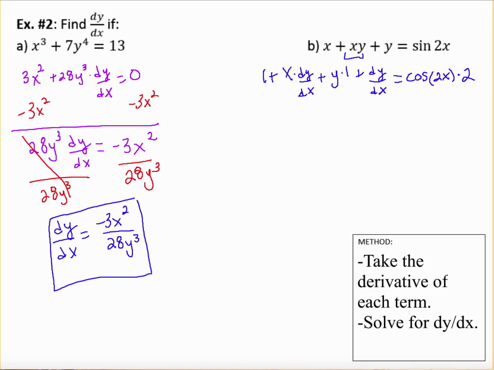All right, so the directions are the same though. We're still going to find dy/dx, so I'm going to move everything that does not have a dy/dx over to the other side of the equal sign. So I'm going to subtract 1. And I'm going to subtract y.